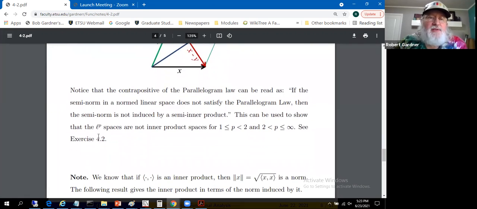One of the exercises deals with the little lp spaces, and it similarly holds. I think there are proofs in the notes somewhere for capital Lp spaces. The only ones of the Lp spaces that are inner product spaces are the case p equals 2. The others are simply normed linear spaces.